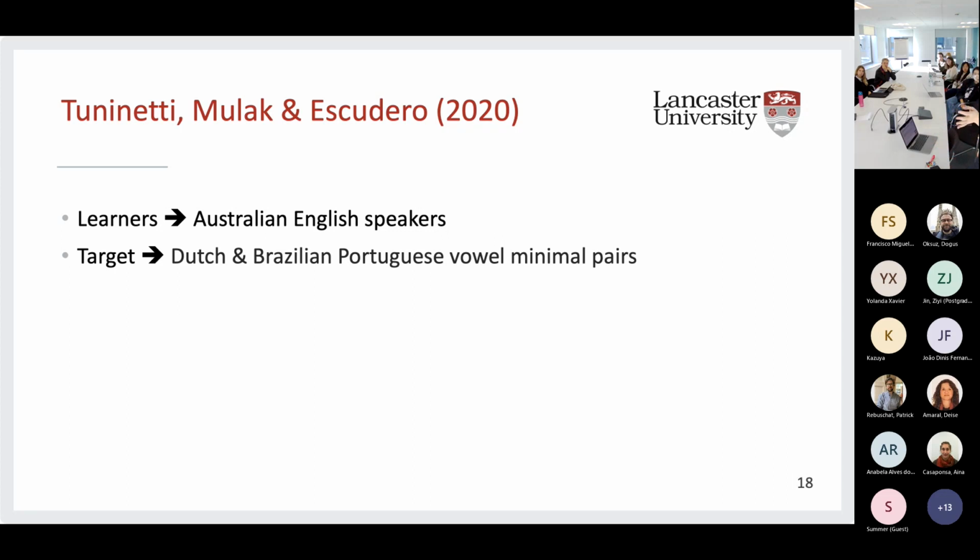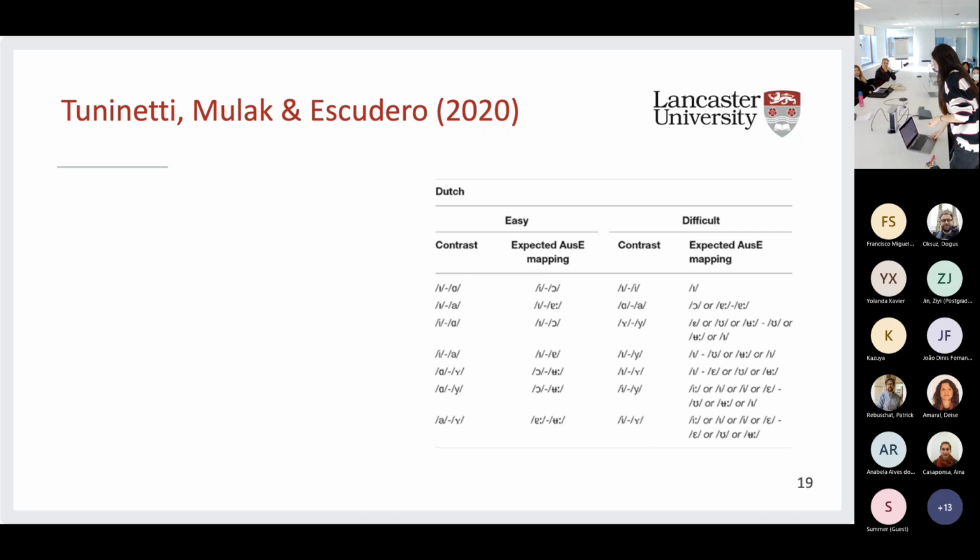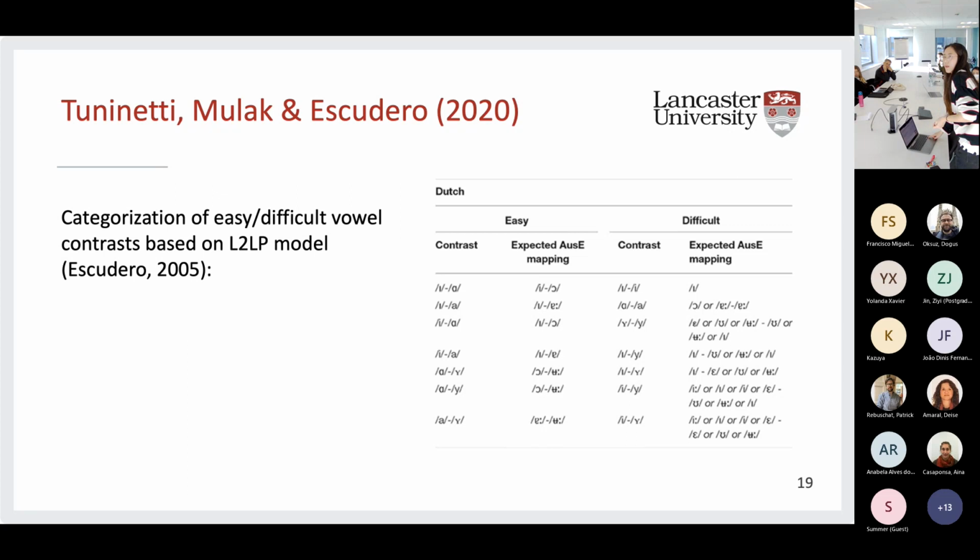This time they trained English speakers with Dutch and Brazilian Portuguese vowels. And here are their stimuli. What they did is that they categorized these vowel contrasts into easy and difficult contrasts based on Escudero's L2LP model. I'm not going to go into this model here because it's a huge theoretical thing.